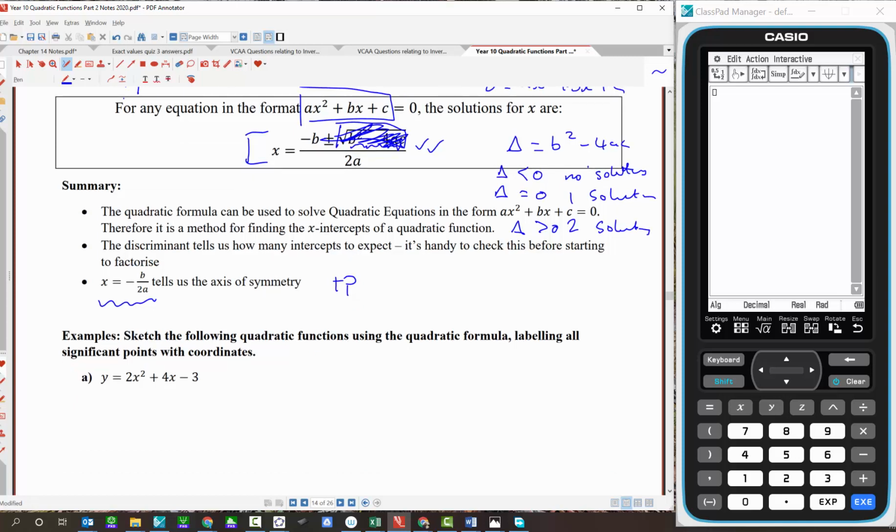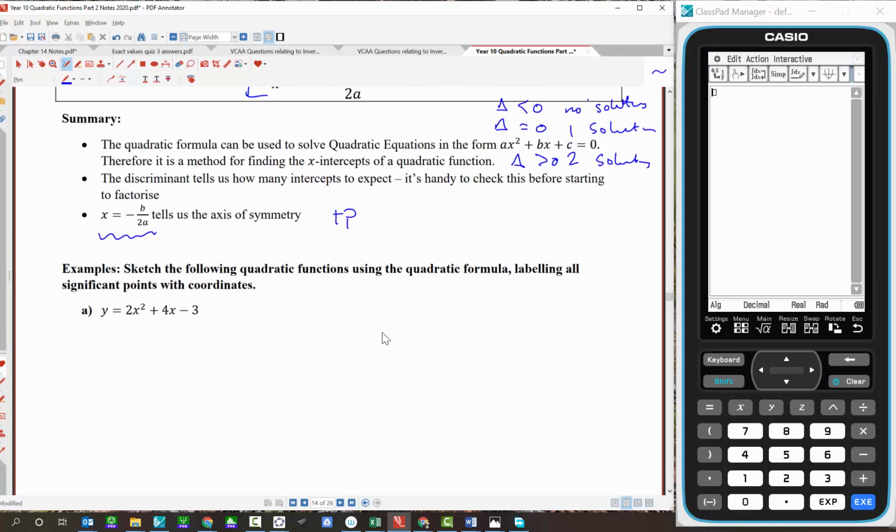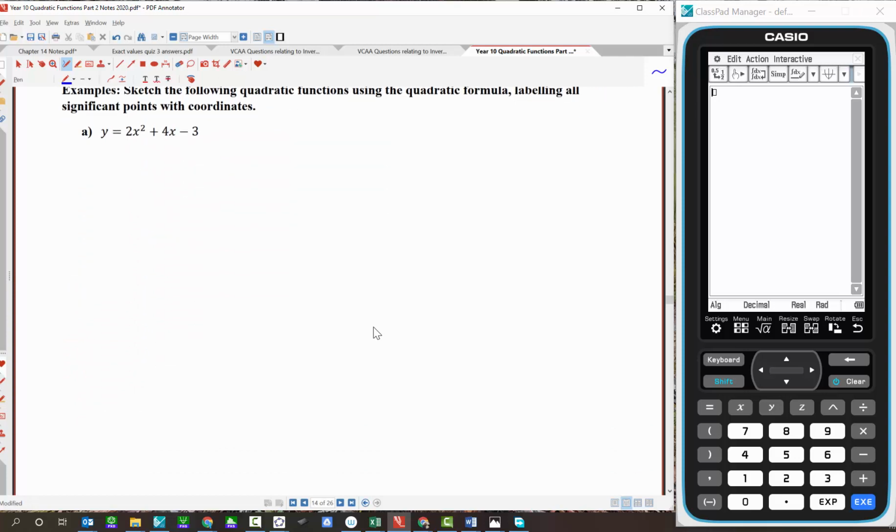So let's try all of the techniques that we know out on the following trinomial. I'm going to note that the y-intercept occurs when x is equal to 0. So when I sub that in, I get y is equal to negative 3, so 0, negative 3. There's the first thing that we've done.